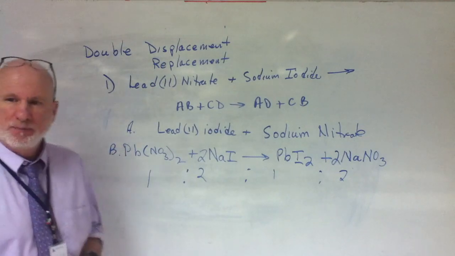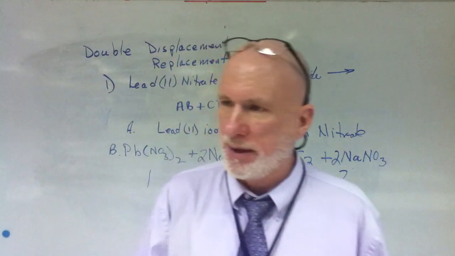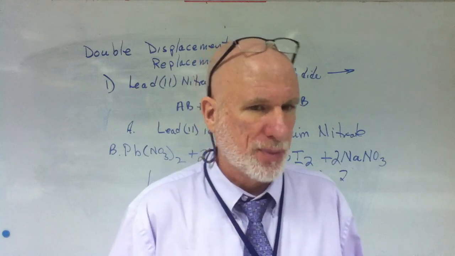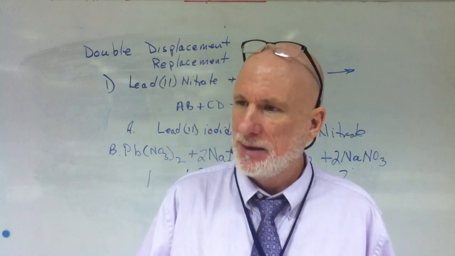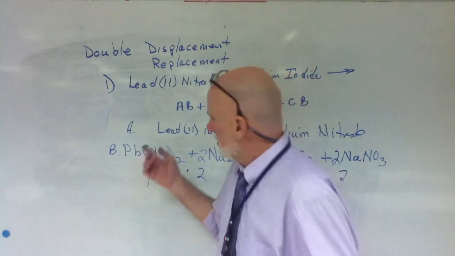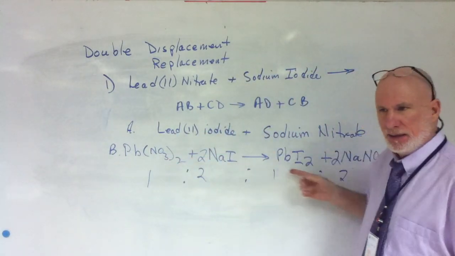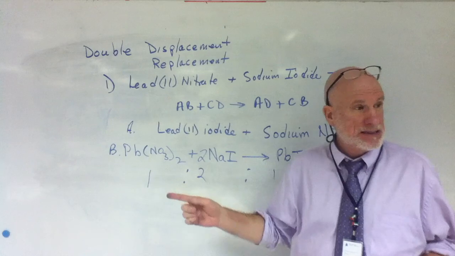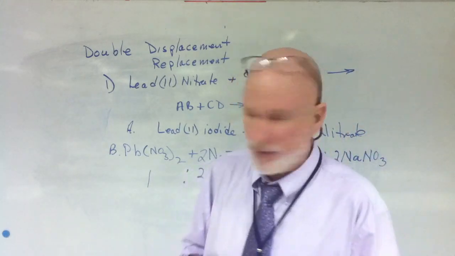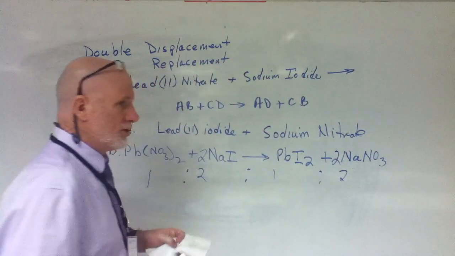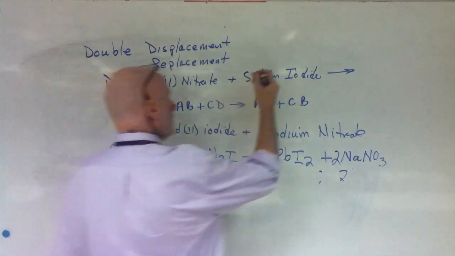Every problem in equation writing will be in two parts. Predict the products, the names, and then write the stoichiometric equation. This is the names of the products, and this is the stoichiometric equation. Very good. How do you spell that? Stoichiometric.